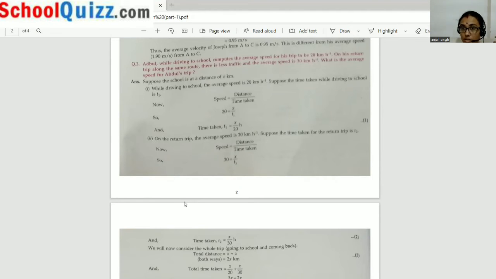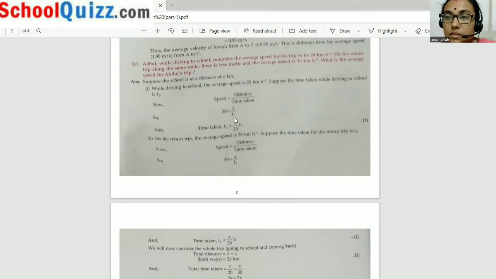So they have to find the average speed. First, you have to find the speed. Speed is equal to distance upon time. So the value of speed is 20. Distance we'll take as x, and the time is t.